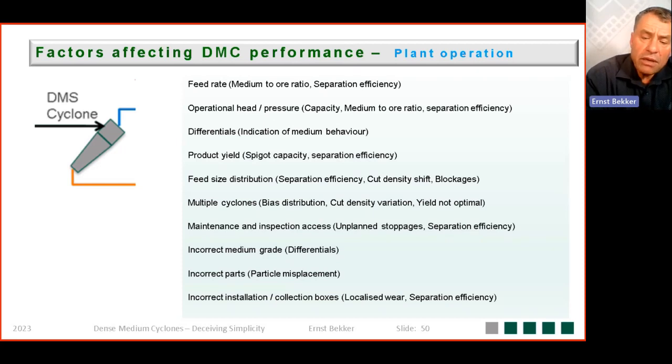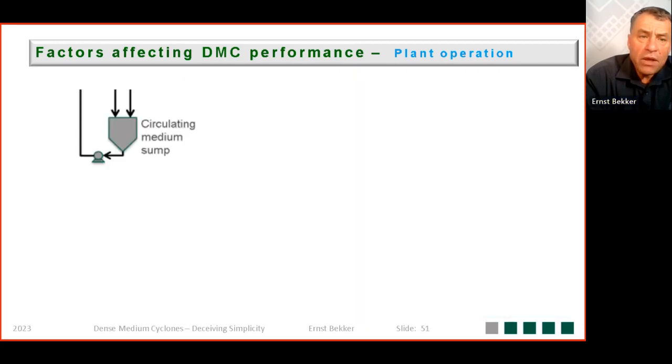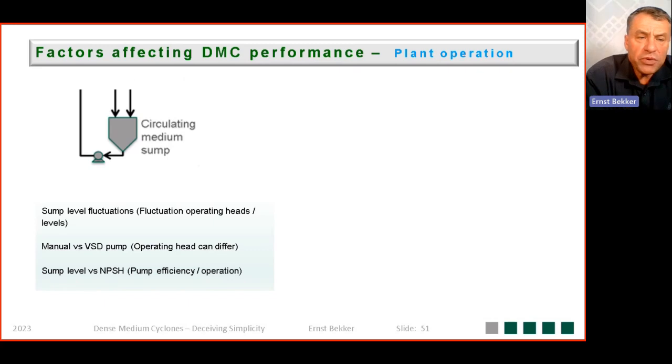And then that just starts to build up and push back into the cyclone, and that impacts then on the separation efficiency. On the circulating medium, some fluctuating sump levels can impact on the operating head of the dense medium cyclone. The cyclone is pump fed. If you have a manual pump, this is a VSD, variable speed pump.